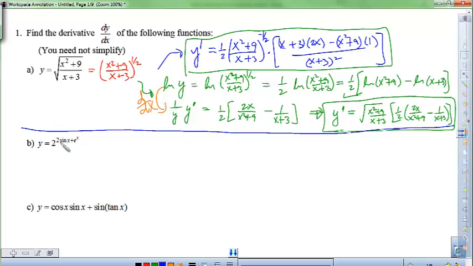The derivative of 2 to anything. So this one we don't need to simplify or anything like that. We can just go straight to our y prime. It turns out that the derivative of 2 to the anything is 2 to the whatever thing that you have, times ln 2, times the derivative of this power.